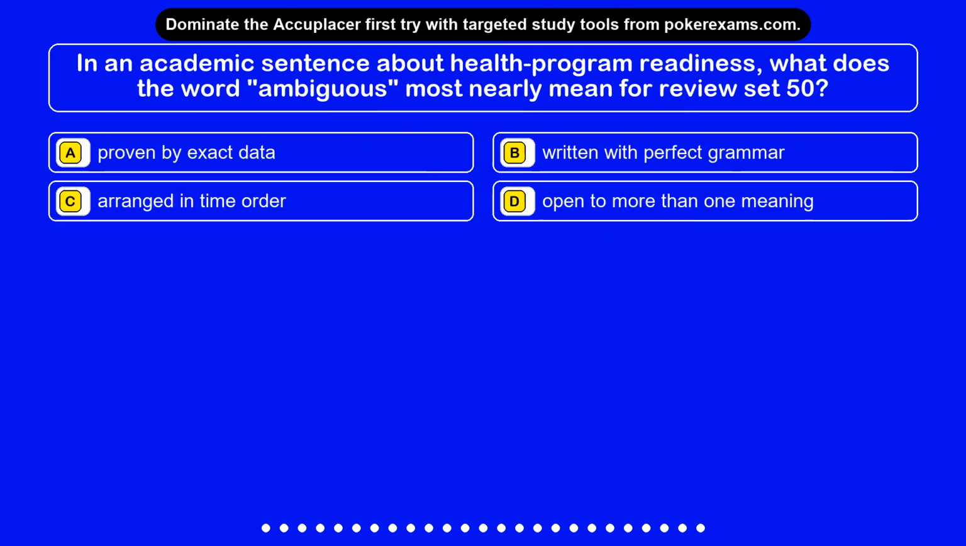Question 15. In an academic sentence about health program readiness, what does the word ambiguous most nearly mean for review set 50? Option A, proven by exact data. Option B, written with perfect grammar. Option C, arranged in time order. Option D, open to more than one meaning.